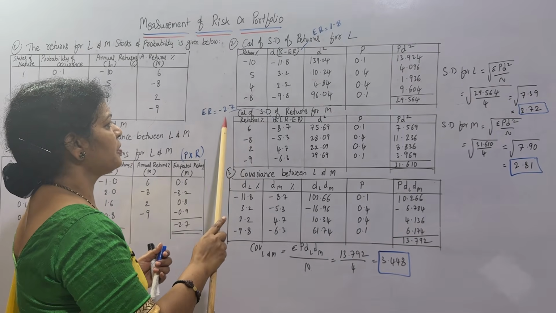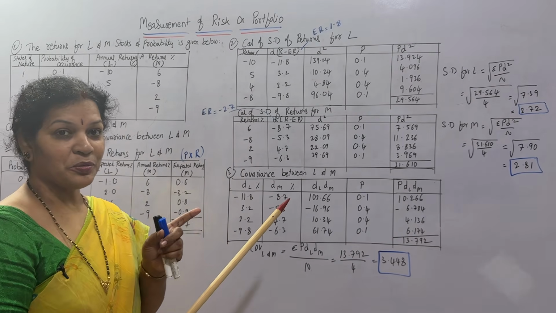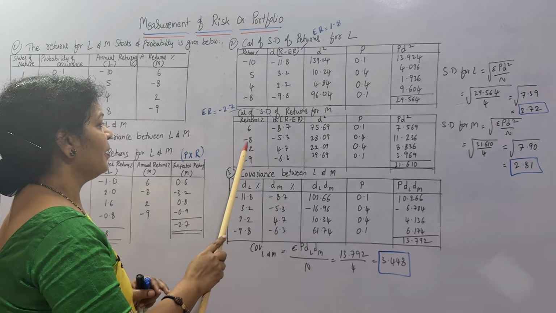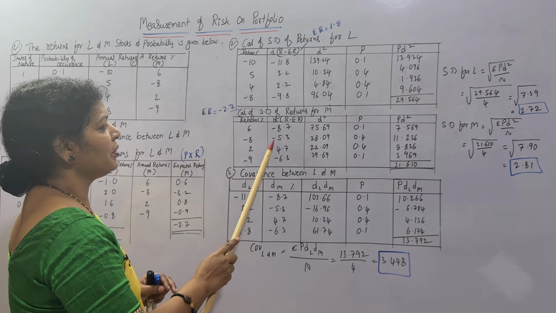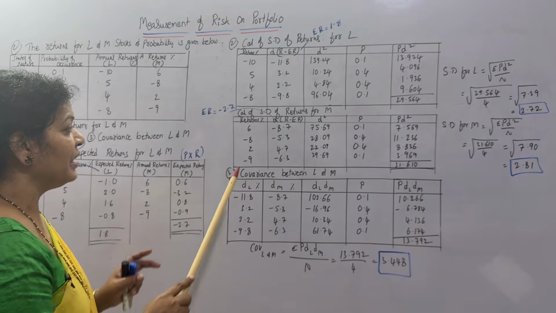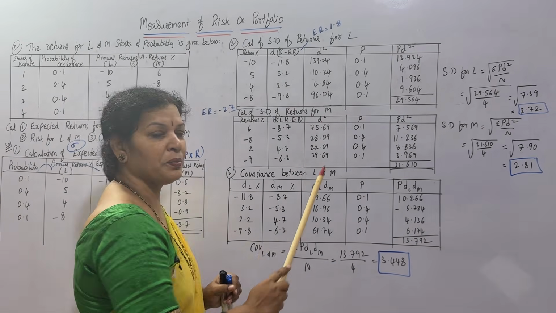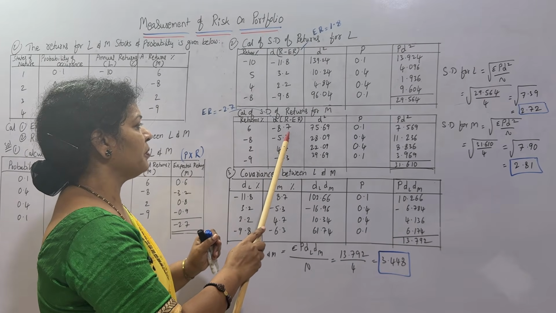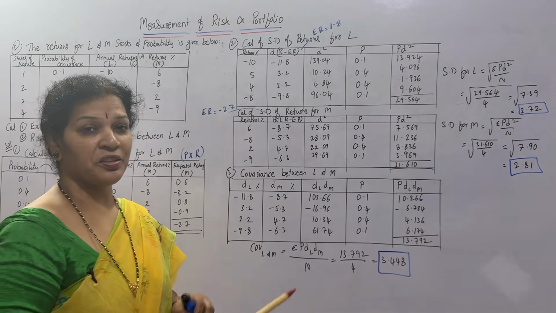6 minus 2.7, the two minuses come to plus, so this is minus 8.7. Minus 8 minus 2.7, so you got minus 5.3. Like this you got the D. Once you get the D, the D square is very easy. Squaring minus 8.7 into minus 8.7 is 75.69. Like this you have done the D square.